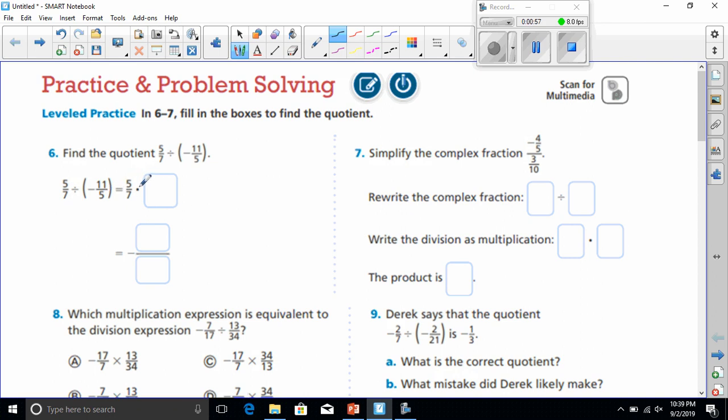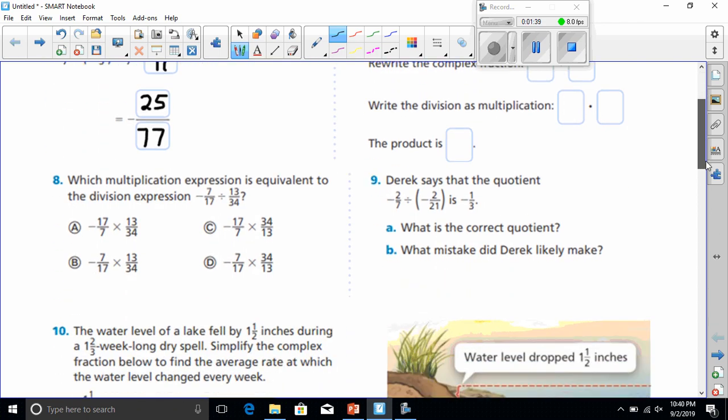that's going to be 5 over 7 times. Remember, we turn this second one around, so it will be negative 5 over 11. And now we can treat it like a multiplication problem. 5 times 5, the top number multiplied to the top number. And they've already said this is negative, so we don't need to put the negative sign there. But 5 times 5 is 25. And 7 times 11 is 77. I don't believe you can simplify that, so that's it, 25 over 77. 7 is yours to do. Let's go to number 8.